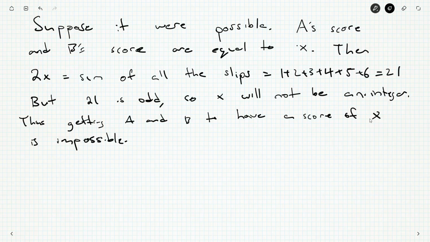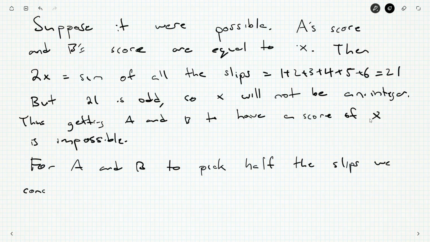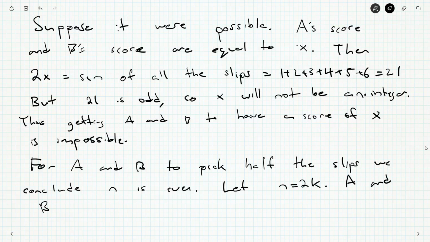So I'm going to say for A and B to pick half the slips, we conclude n is even, and all even numbers can be written in a particular way. I'm going to let n be equal to 2k. I don't know if this is actually going to be needed, but I've got it clear right from the start. Okay, so A and B will each pick k slips.